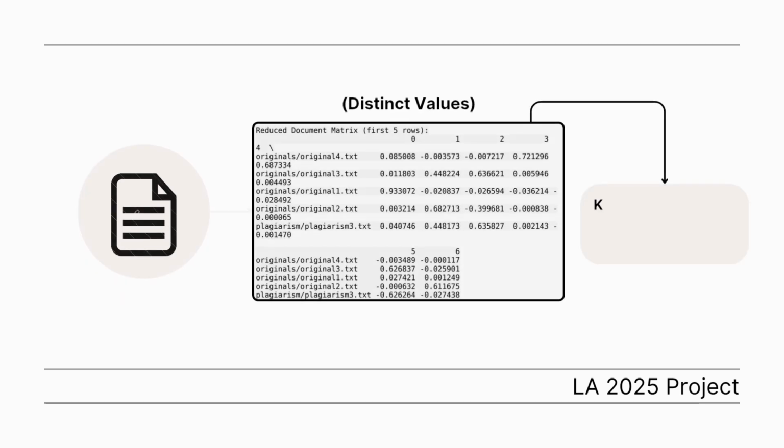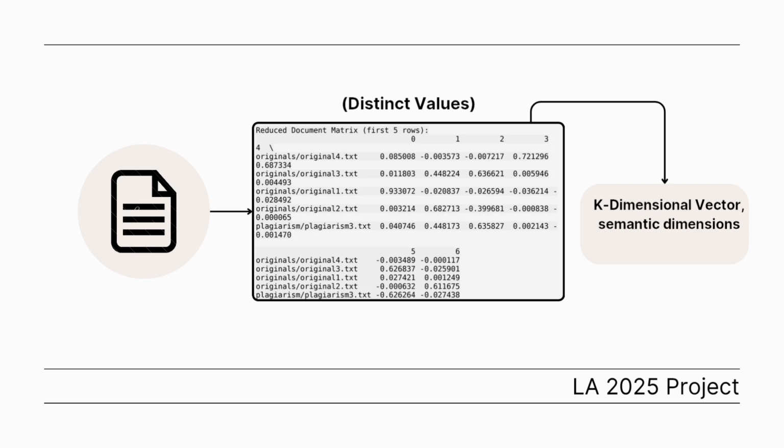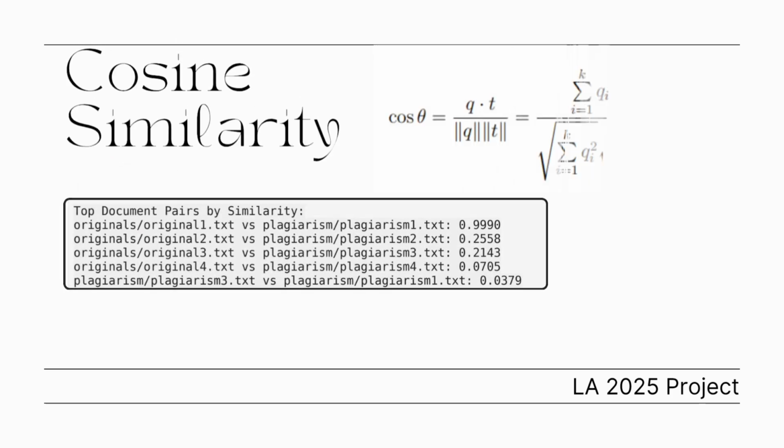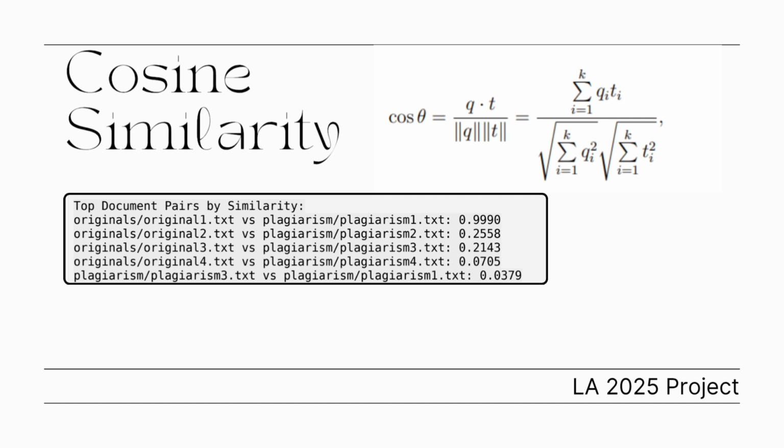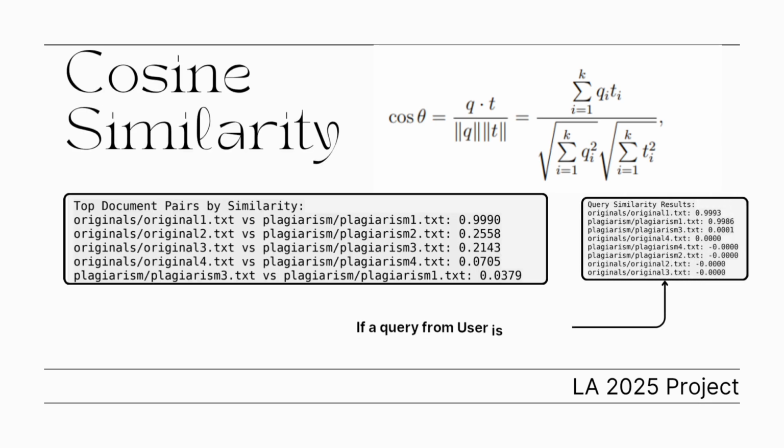In this reduced space, each document is represented by a k-dimensional vector which captures its latent semantic characteristics, so the meaning of the word itself. We then compute pairwise cosine similarities between all of the documents and analyze corpus-wide relationships. Also, if a query is given from the user, an individual document, we compute individual cosine similarity between this query vector and each reference vector from our corpus to detect potential plagiarism or semantic similarity.